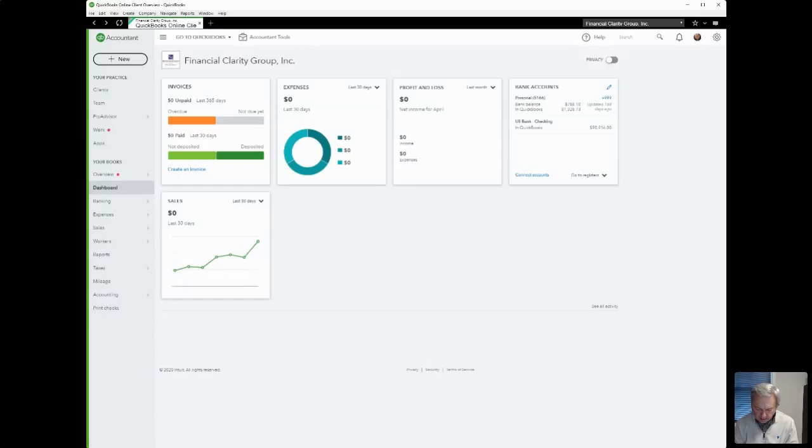Now, some recipients of PPP money may actually be setting up a separate bank account. You would just use that bank account to record the deposit or the journal entry. Any questions on that?